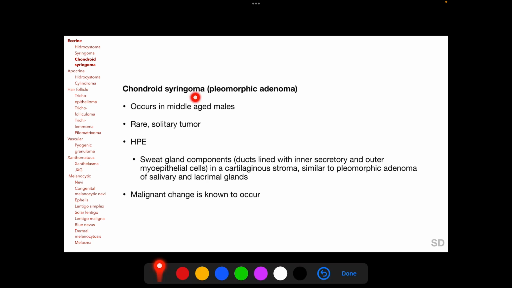Chondroid syringoma or pleomorphic adenomas of eccrine sweat glands occur in middle-aged males, and they are rare and occur as solitary tumors. On histopathology, sweat gland ducts are found lined with the typical inner secretory and outer myoepithelial cells in a cartilaginous stroma, similar to pleomorphic adenoma of salivary and lacrimal glands, which also show a mixed pattern of glandular and fibrocartilaginous tissue on histopathology. Malignant change is known to occur in chondroid syringomas.